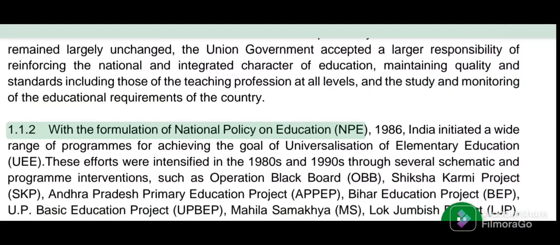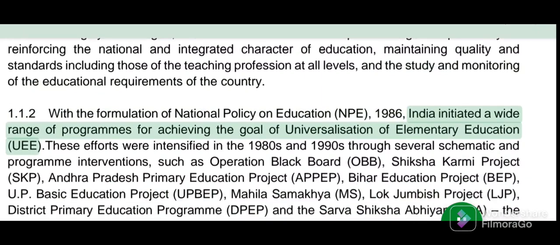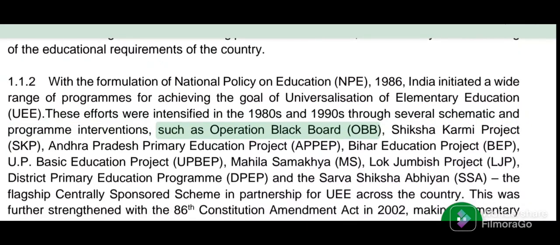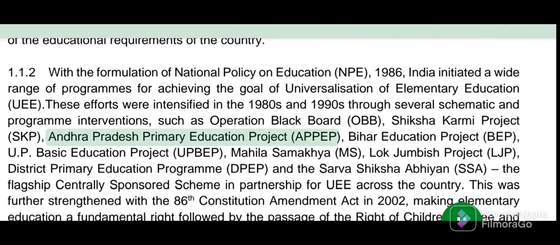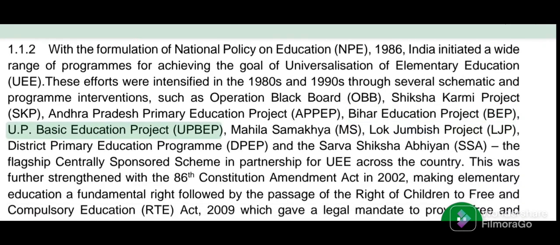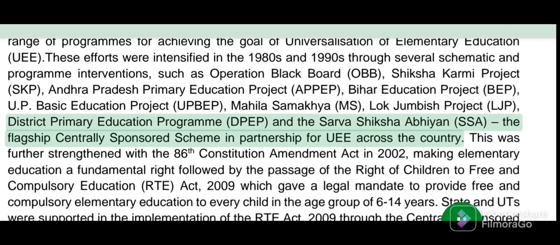1.1.2 With the formulation of National Policy on Education (NPE) 1986, India initiated a wide range of programs for achieving the goal of universalization of elementary education (UEE). These efforts were intensified in the 1980s and 1990s through several schematic and program interventions, such as Operation Blackboard (OBB), Shiksha Karmi Project (SKP), Andhra Pradesh Primary Education Project (APPEP), Bihar Education Project (BEP), UP Basic Education Project (UP BEP), Mahila Samakhya (MS), Lok Jumbish Project (LJP), District Primary Education Program (DPEP), and the Sarva Shiksha Abhiyan (SSA), the flagship centrally sponsored scheme in partnership for UEE across the country.